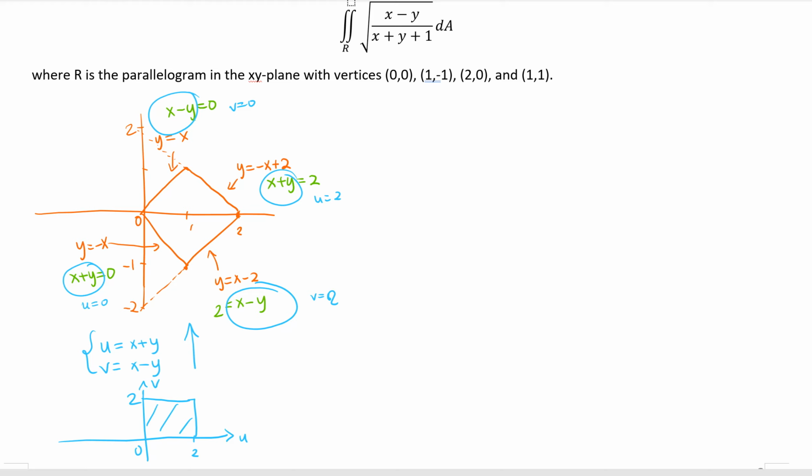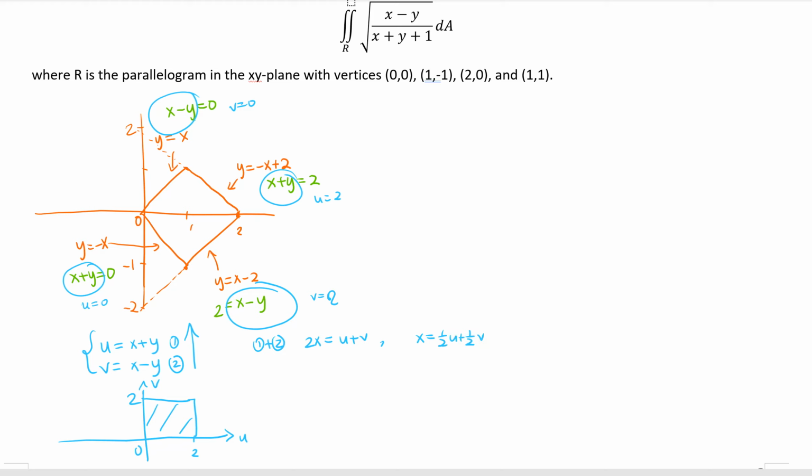Okay, next we want to compute the Jacobian. So we need to express x and y in terms of u and v. Here we have a system of equations. How do we do that? Well, we can use equation 1 plus equation 2. Then the y cancel, we get 2x equals u plus v. So x equals 1/2 u plus 1/2 v.